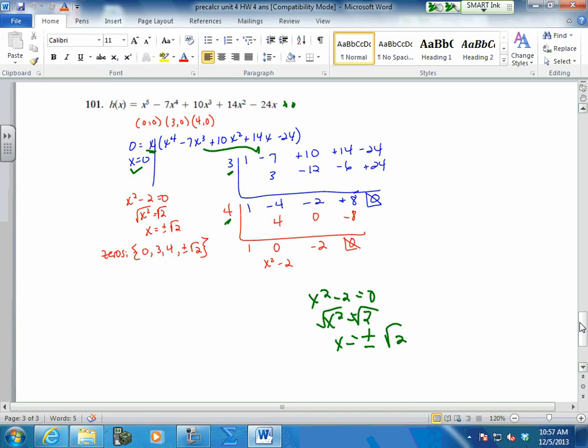Where's your end behaviors going? Up, down, up on the right, down on the left. Good. Questions? No? Everybody can do this? Okay.